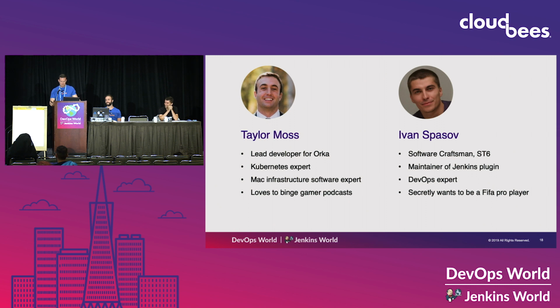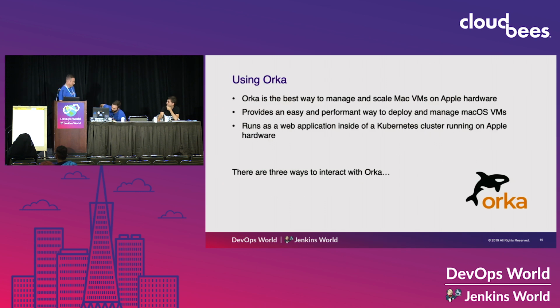So without further ado, I'm going to go ahead and hand it over to Taylor. What he's going to do is basically walk you through running a live Orca cluster right now, and then when he's done, Ivan's going to show you how to add Jenkins as a layer on top of that and make it all work together. So here you go, Mr. Moss.